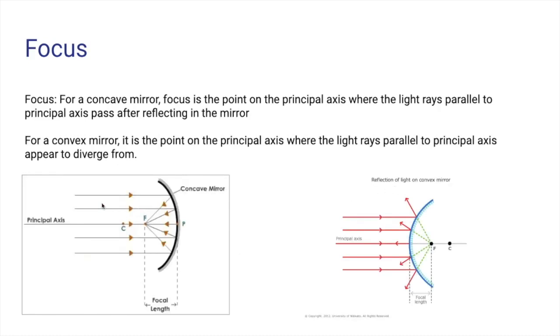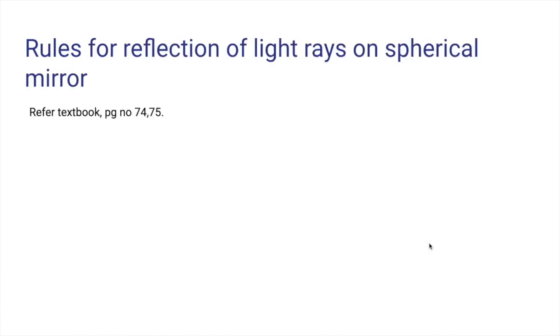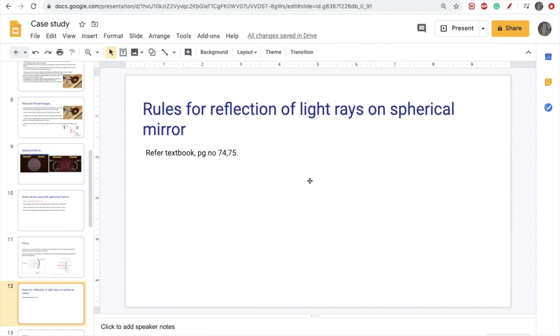We also saw in the video that for a concave mirror, the focus is the point where a light ray traveling parallel to the principal axis, when it hits the mirror, touches the principal axis. That point is called the focus. Similarly, for a convex mirror, the focus is the point where the ray appears to touch the principal axis. Okay, now let us look at the rules of reflection of light. Let us look at the textbook for this.